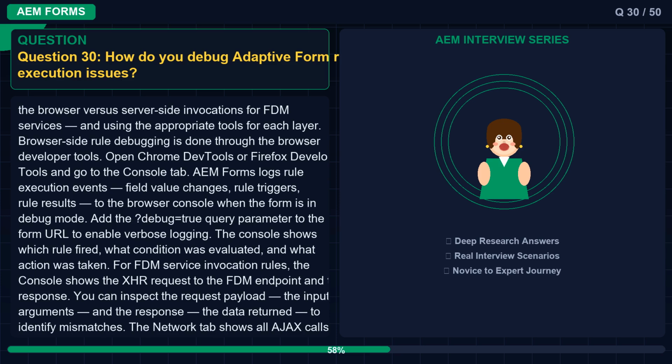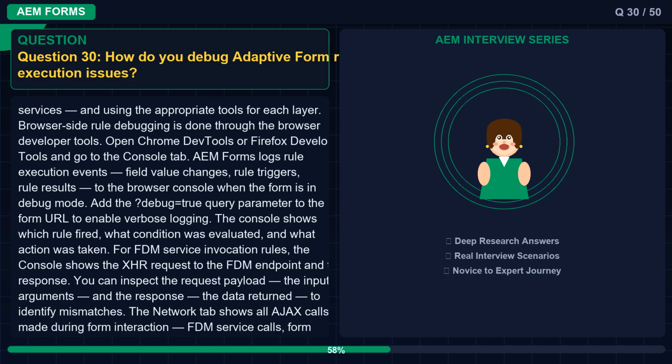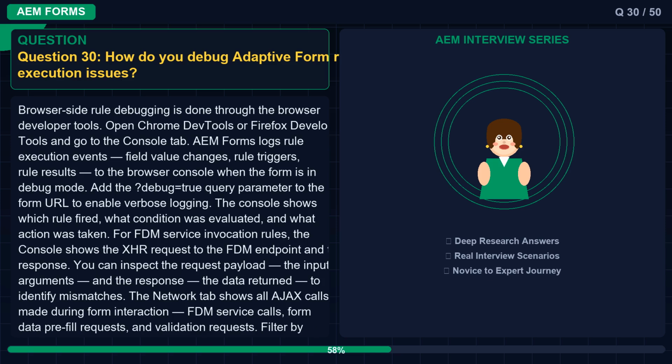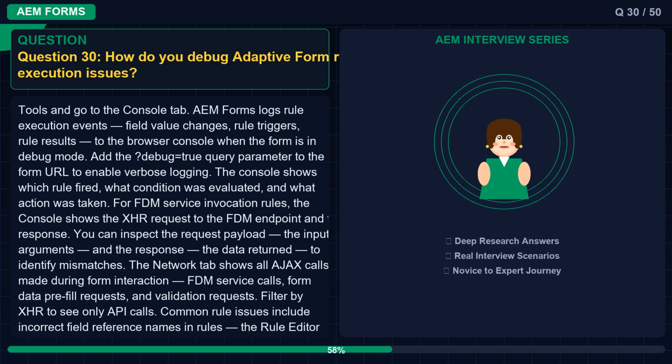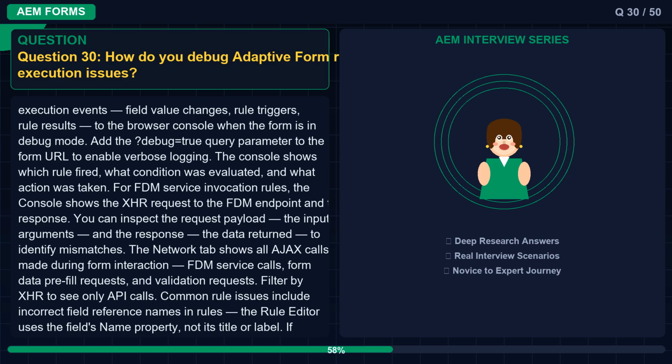Browser-side rule debugging is done through the browser developer tools. Open Chrome DevTools or Firefox Developer Tools and go to the Console tab. AEM Forms logs rule execution events, field value changes, rule triggers, rule results, to the browser console when the form is in debug mode. Add the debug equals true query parameter to the form URL to enable verbose logging. The console shows which rule fired, what condition was evaluated, and what action was taken.